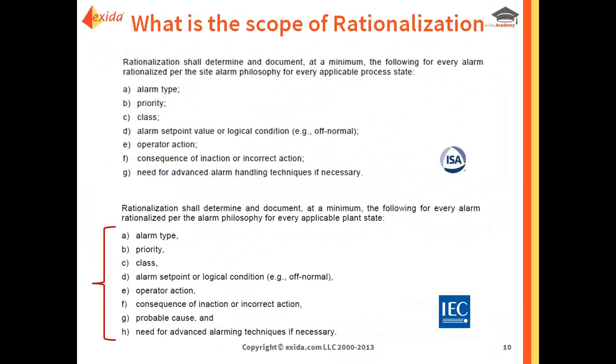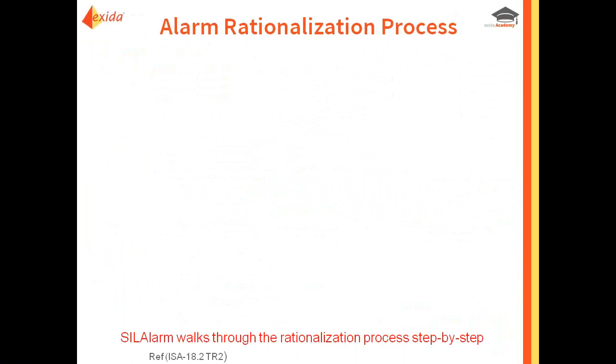Alarm limit or set point. What is the operator action? What's the consequence if they don't respond? What is the likely cause of the alarm occurring? And then last but not least, if there's any advanced alarming requirements. Advanced alarming meaning the alarm needs to be suppressed in a certain mode of operation or state of the plant, or needs to have a different limit or priority.